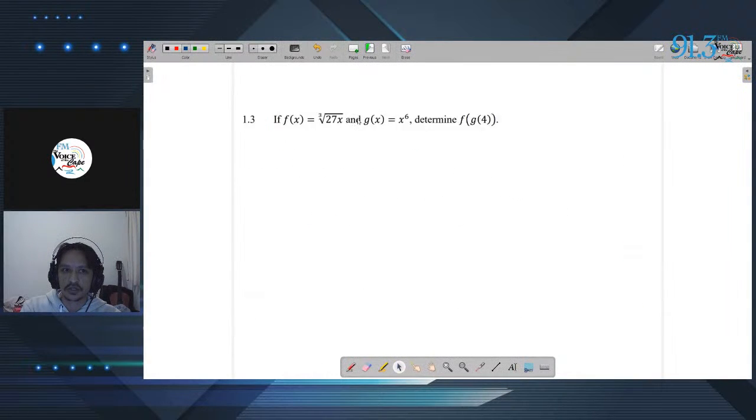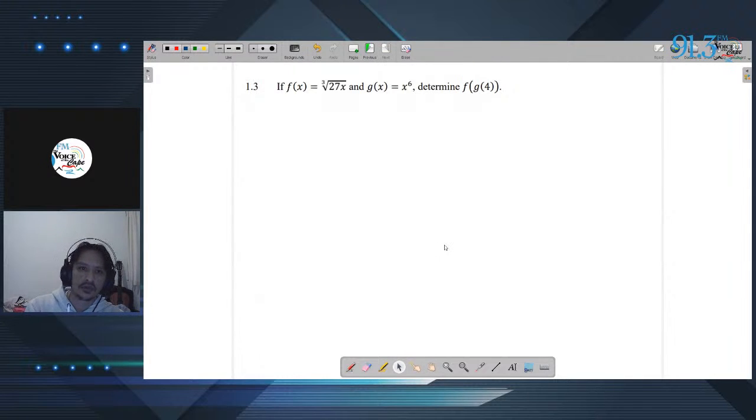Add to new page. So for 1.3, they state if f of x is equal to the square root of 27x cubed and g of x is equal to x to the power of 6, determine f bracket g bracket 4. So we've got a function within a function. So what you do is you always first solve the inner function, get that value, then you replace the value with what g bracket 4 is, and that'll help you solve for f of x. So let's first see what this is.